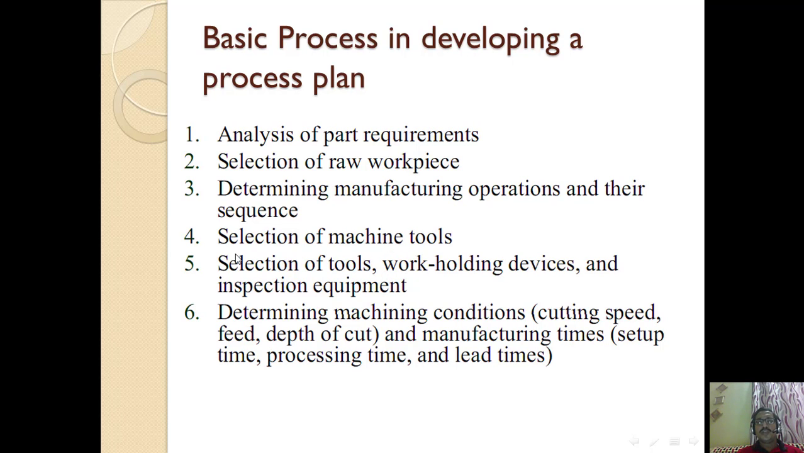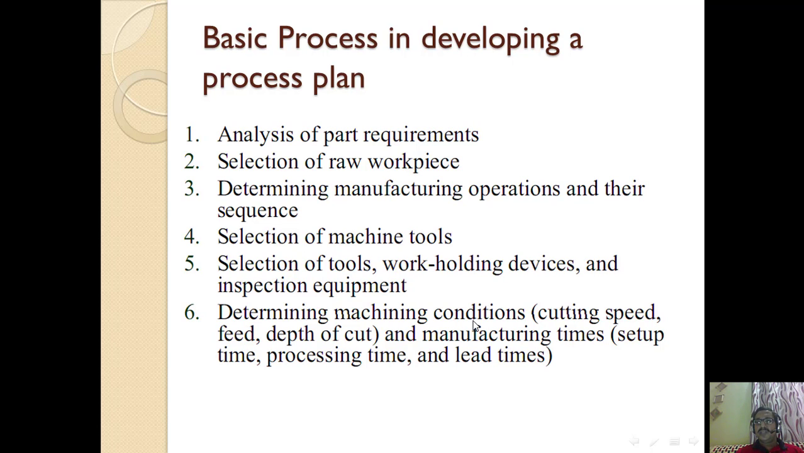After selection of the machine tool you have to select the cutting tool, what will be the tool material, tool geometry, and accordingly what type of forces is developed. Then tool holding devices, work holding devices, and inspection equipment have to be judged. And finally you have to determine the machining conditions. That is very important: machining conditions mean what the cutting speed, feed rate and depth of cut will be during machining. Whether drilling, milling or turning, you have to maintain the cutting speed, feed and depth of cut, and then only can you achieve a particular surface finish or surface roughness.